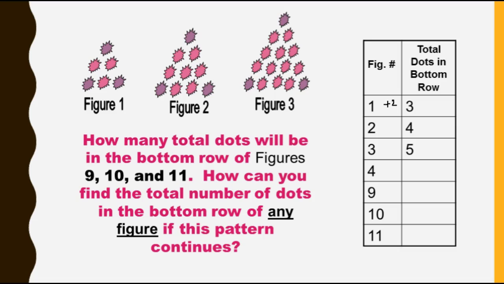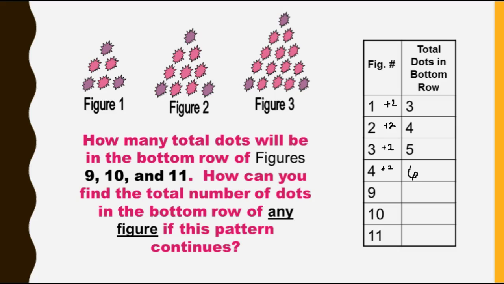Same is true for this. If you have the second figure and you add 2, you're going to have 4 dots on the bottom. For the third figure, if you add 2, you're going to have 5. So for the fourth figure that we can't see, we know it's going to have 6 little dots on the bottom row.